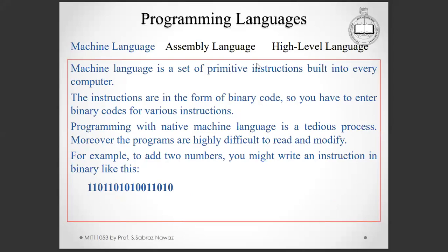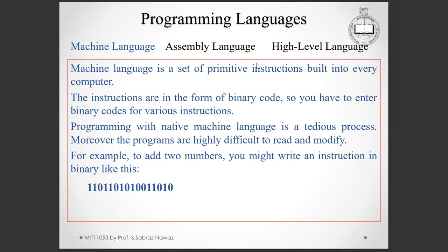Programming languages can be categorized, mainly into three forms: machine language, assembly language, and high level language. Machine language is a set of primitive instructions built into every computer. Machine language means what we are calling ones and zeros. Whatever instructions you are giving to your computer, at some point they will be converted into ones and zeros.